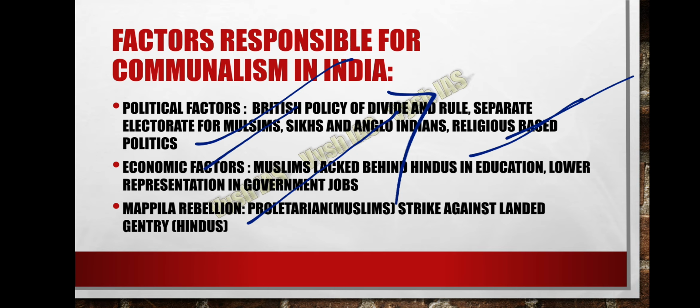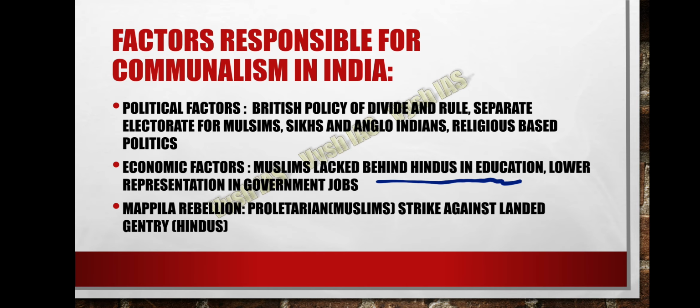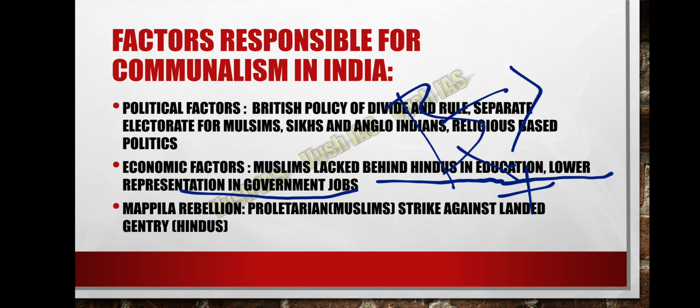And the next one is the economic factors. In the economic factors, you can see that Muslims lagged behind the Hindus in education and had lower representation in government jobs. So in the British era, the British favored Hindus rather than Muslims, because of which Hindus were dominating in the affairs of education and government jobs. Whereas middle class Muslims were lacking educational opportunities and government opportunities, because of which there was no economic development among them.